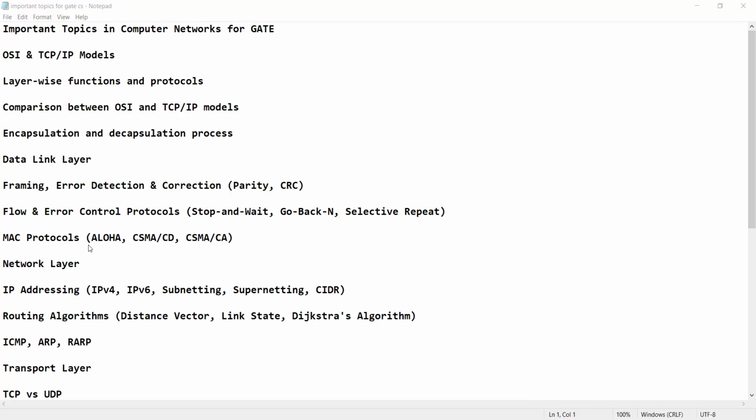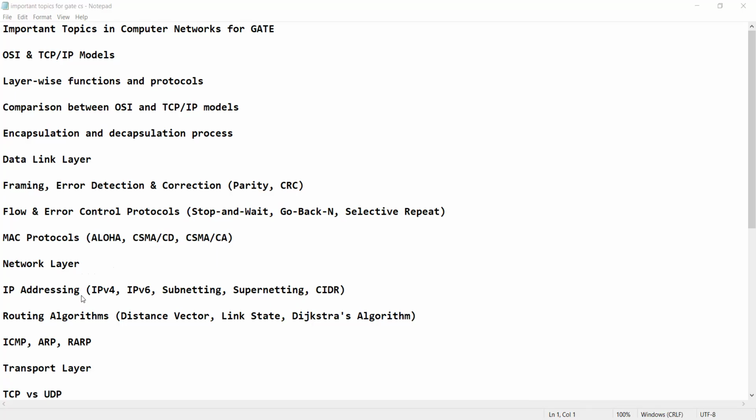Next one, MAC protocols like ALOHA, CSMA/CD or CSMA/CA. It is also one of the important concepts in computer networks, so go through this concept also. Next, network layer. The network layer is also very important. Coming to the network layer, there are some important topics like IP addressing. Definitely one or two questions must be present in the GATE exam paper from this IP addressing.